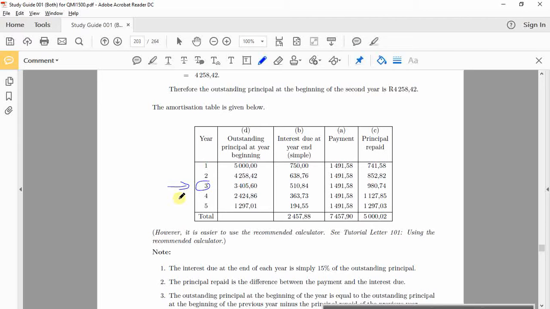The balance is 2424. Yes. That's the balance for the next period. Good. Next. Is that the interest? No, that's the principal. Principal is 980. Next. Interest? Interest is 510.84. That's it.